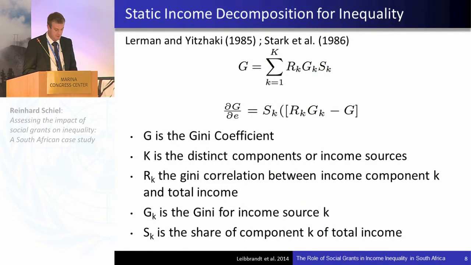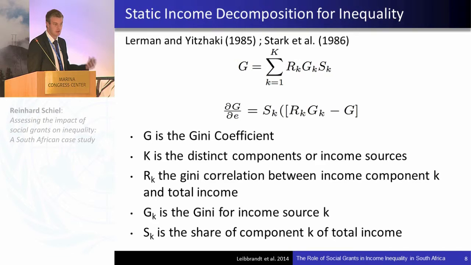So in order to assess what these grants have on inequality, we look at it through different lenses. The first decomposition technique that we use is the Lerman-Yitzhaki approach. What this approach does is it breaks down the Gini coefficient, in particular, into three main drivers per component or per income category that we've used. The first component is the correlation between the income component itself and total income. Secondly, it looks at the Gini coefficient for each income source. And finally, it looks at the share of that particular source in total income. Collectively, what it's trying to capture is what is the inequality within a particular household income component, and how does that relate to income overall.